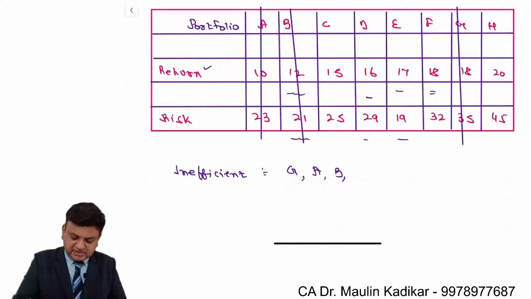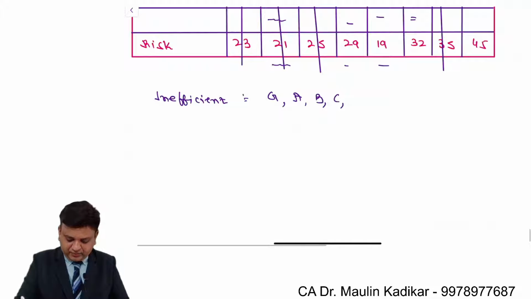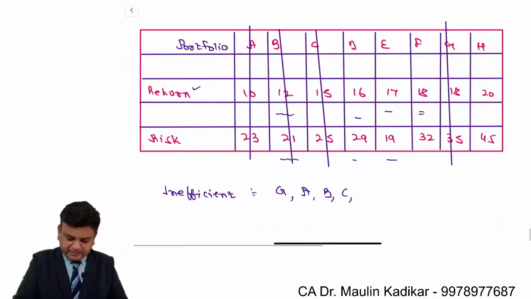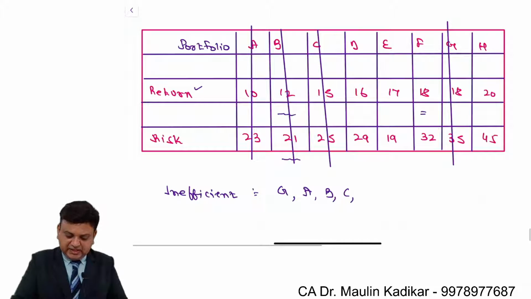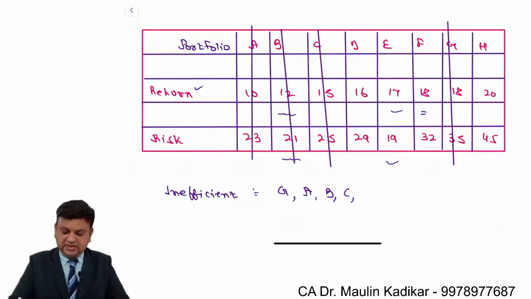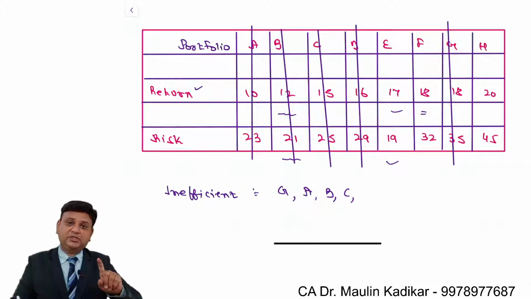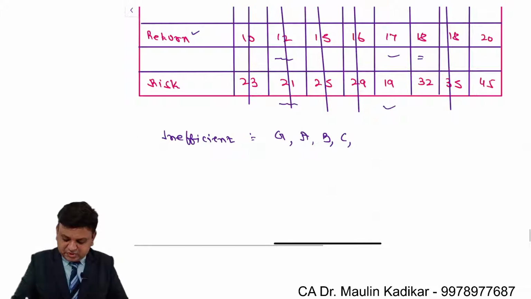So let us cancel C also from the selection. Now making a comparison of C and E, we understand that the risk reduces and the return increases. As far as D is concerned, we understand that once again it is an inefficient one because it has more risk with the lower return. So D is also inefficient.